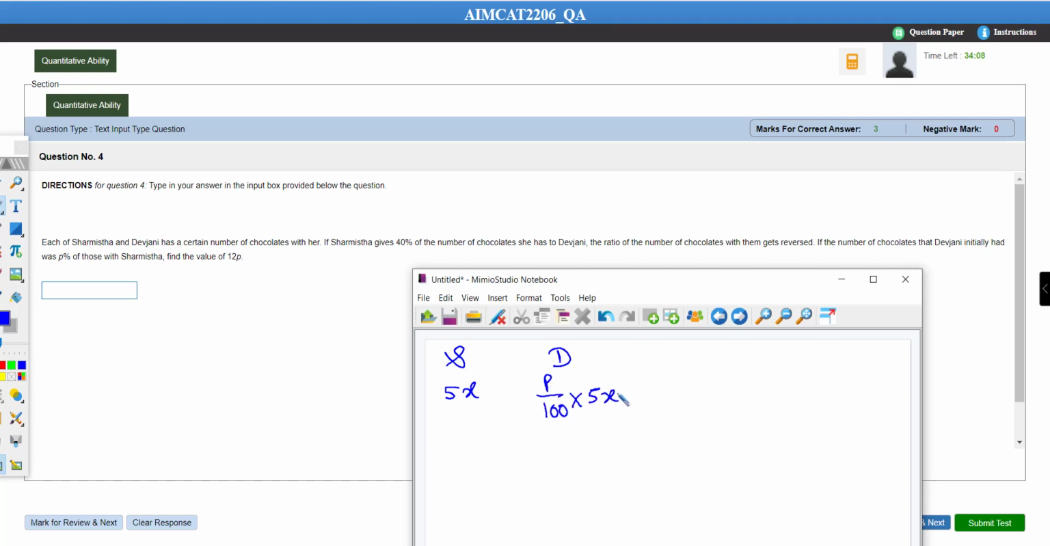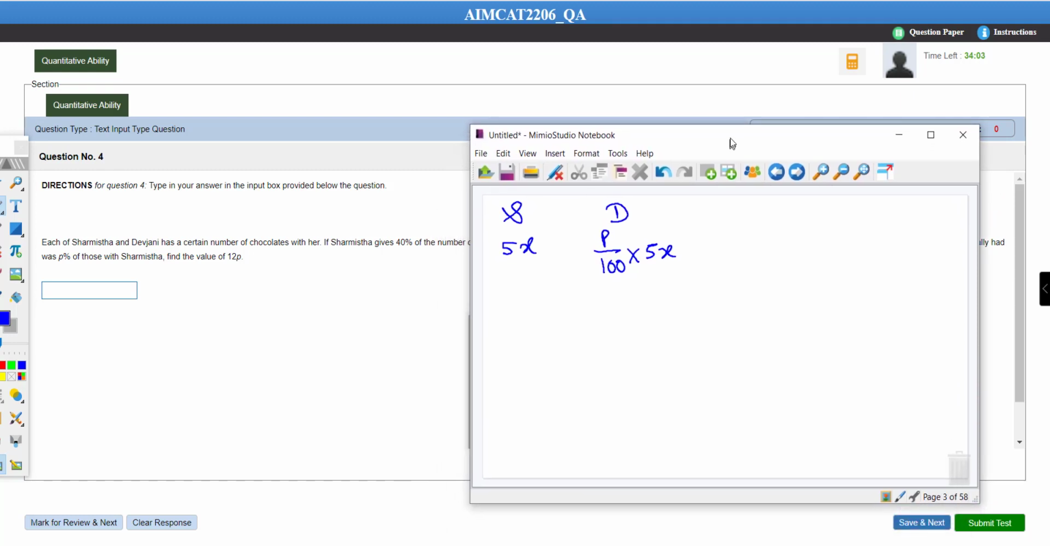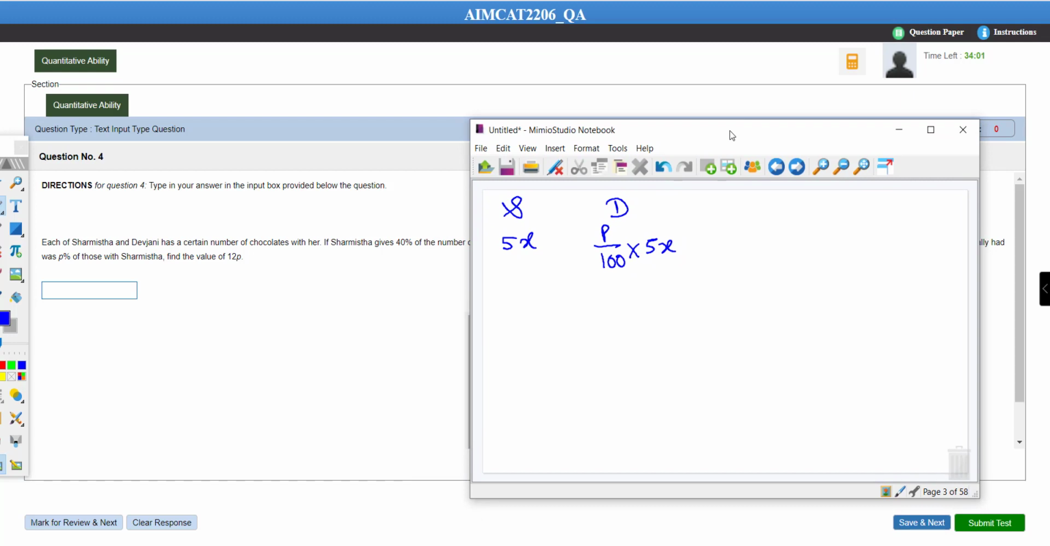Now 40% of the chocolates S will give to D. 40% of 5x means 2/5, that is 2x. So I am going to subtract 2x now. This will be 3x, and this will be how much? Px divided by 20 plus 2x.